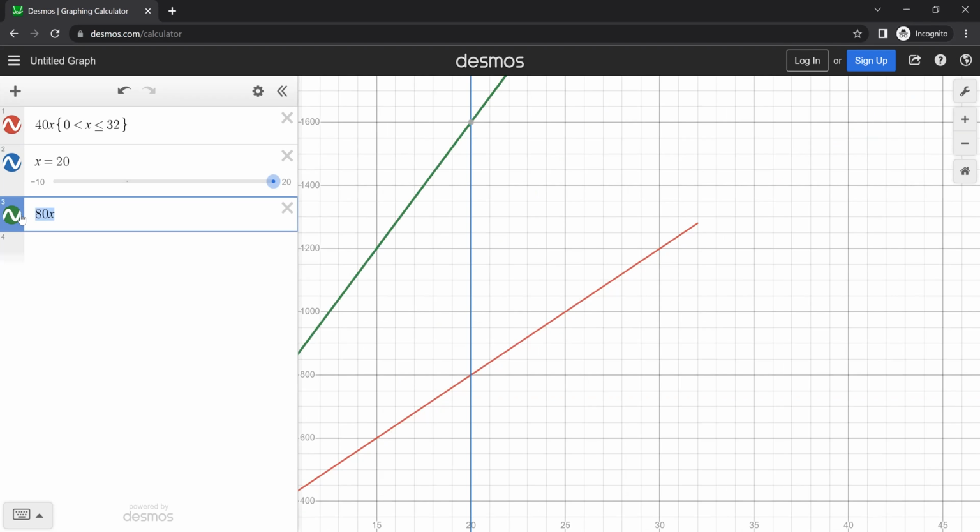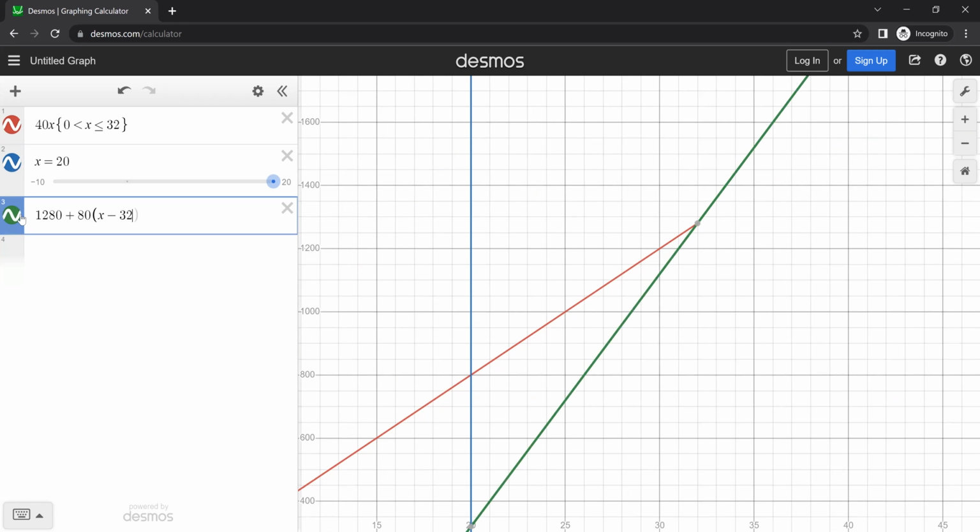So you'll see here, if we do 80 times x minus 32, it does tie in right there at the end. But what we need to do is, again, specify the domain. We need to say this is good for x greater than 32. Like that. And you can see that they connect nicely there.